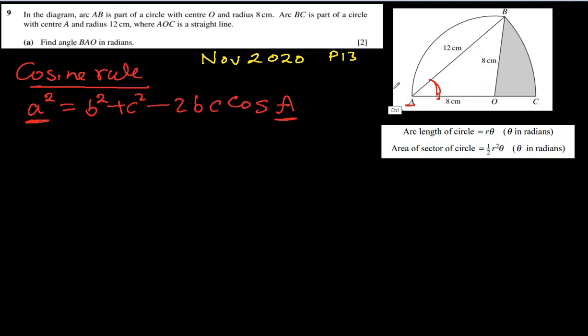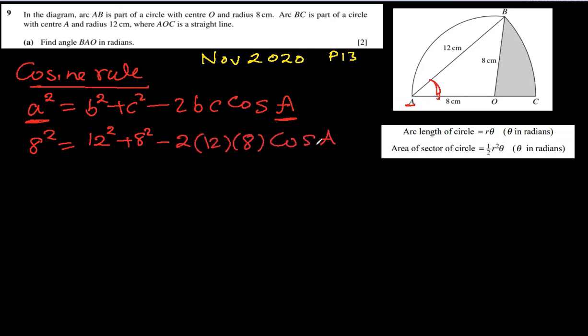This is smaller a, so it will be 8 squared here. B and C are the rest of the two sides in any order, doesn't matter. 12 squared plus 8 squared minus 2 times 12 times 8 cos A. So we know everything except for the angle A. And now we can bring these two to the other side. 8 squared is 64, minus 144, is the square of 12, minus 64 is the square of 8. And this will remain here.